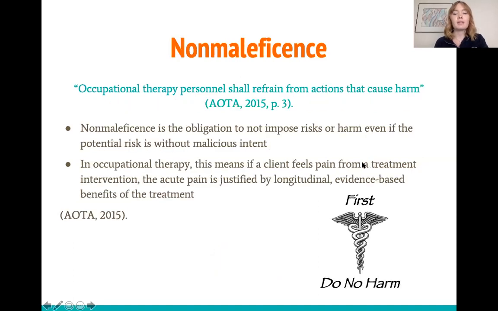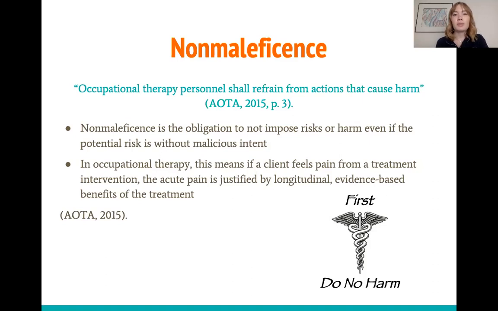Okay, the next one is going to be non-maleficence. AOTA describes this as occupational therapy personnel shall refrain from actions that cause harm. So non-maleficence is the obligation to not impose risks or harm, even if the potential risk is without malicious or bad intent. In occupational therapy, this means that if a client feels pain from a treatment intervention, the acute pain has to be justified by evidence-based benefits of the treatment.